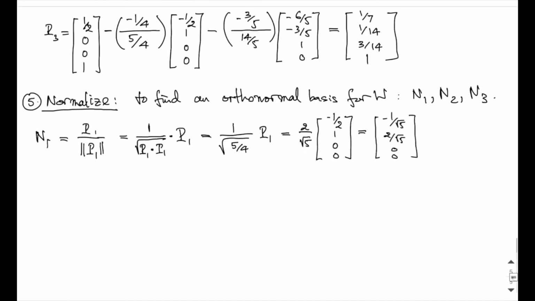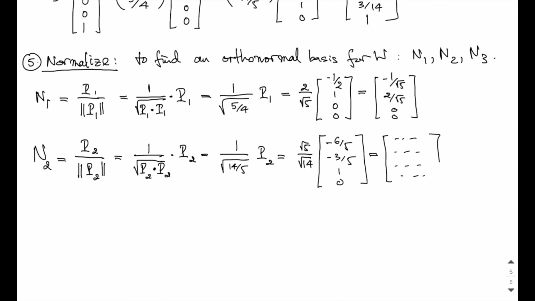All right, of course, you are going to repeat the process for N2, and you repeat the whole process for P3. So this is going to be a simple step. Just divide every vector that you found in the orthogonal basis by the length of themselves, and you're going to get the normal vectors that you want.